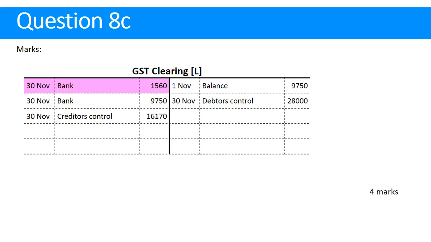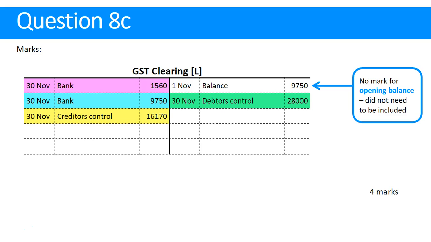So we've got a mark for the cash paid on GST purchases. We've got the GST charged on the settlement, so the actual settlement of the opening balance, and GST from the credit purchases of stock. And our 4th mark was for the GST charged on credit sales to our debtors. Interestingly enough, you didn't need to have a mark for an opening balance, therefore if you didn't include it, you didn't lose a mark. I just put it in to show how the 9750 debit did come about.